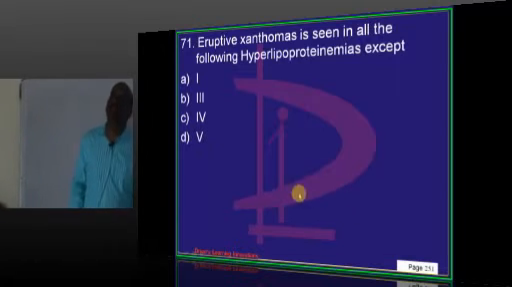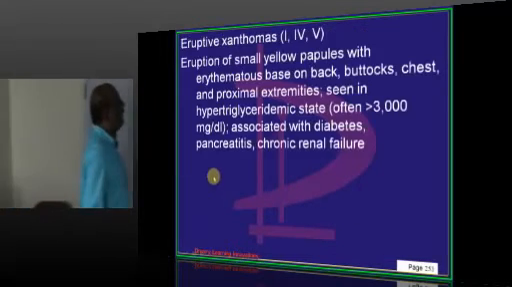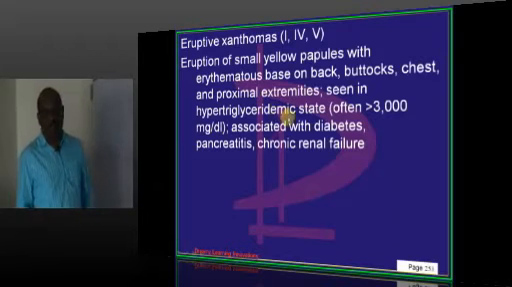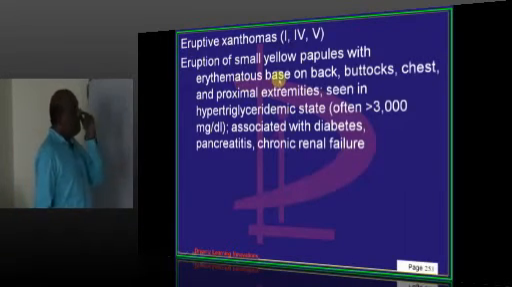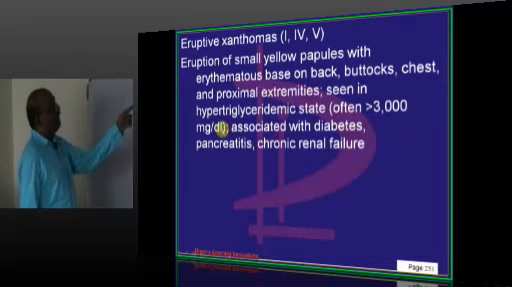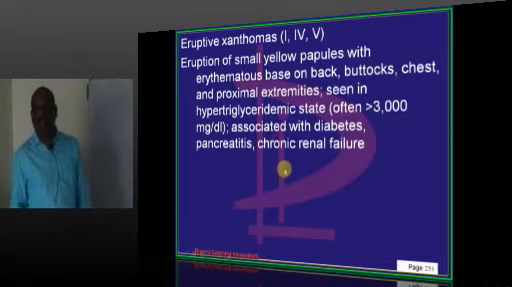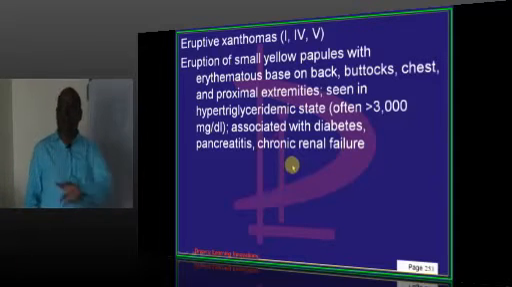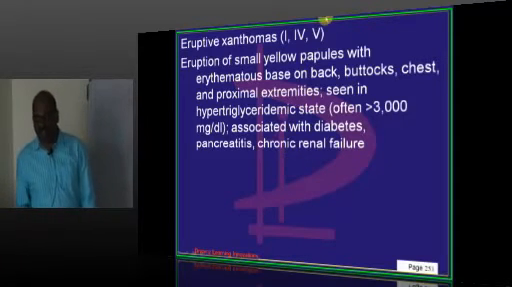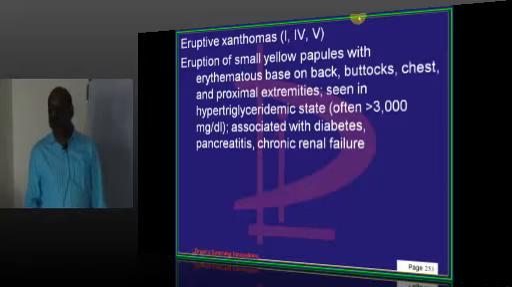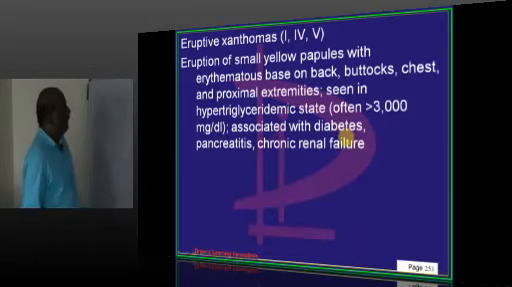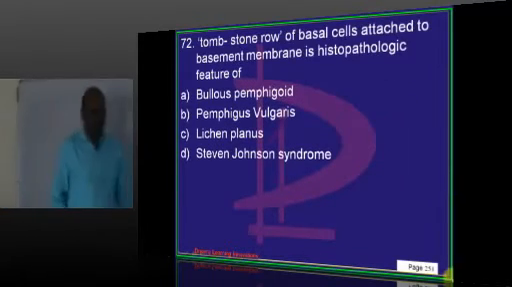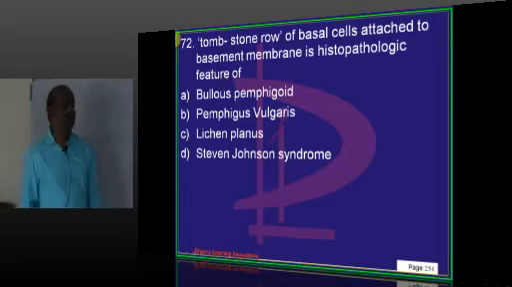Eruptive xanthomas are a feature in which hyperlipoproteinemia? Only 1 plus 4 is equal to 5. Only in types 1, 4, 5 do you find eruptive xanthomas, those yellow papules seen whenever there is hypertriglyceridemia. Indirectly it asks in which hyperlipoproteinemias you may have hypertriglyceridemia. All are not hypertriglyceridemia. I think you know triglyceride is different from cholesterol. Some are mixed, some are only cholesterol, some are only triglyceride. So you must know 1, 4 and 5.